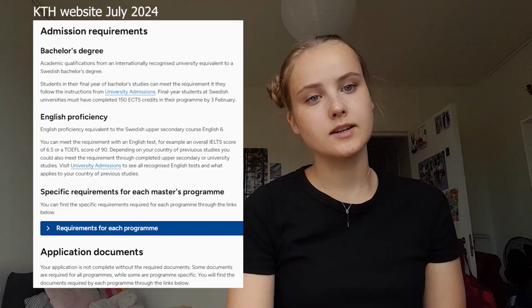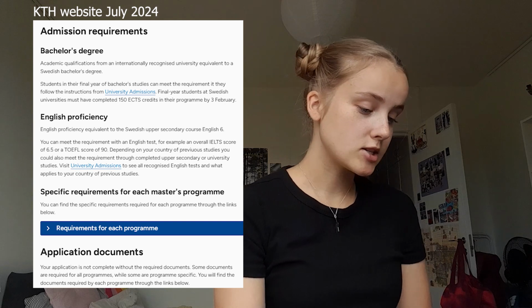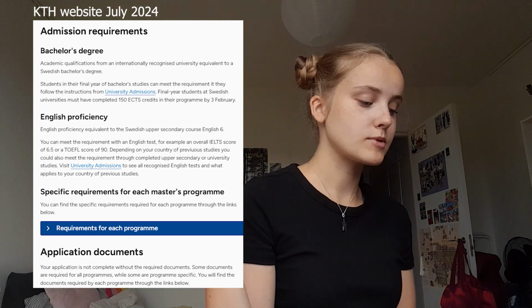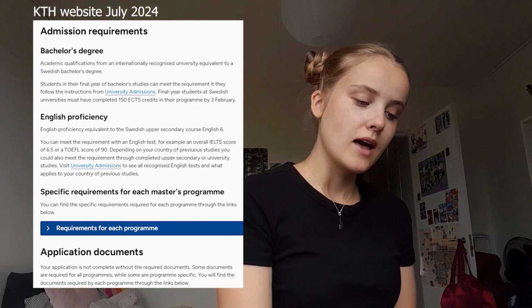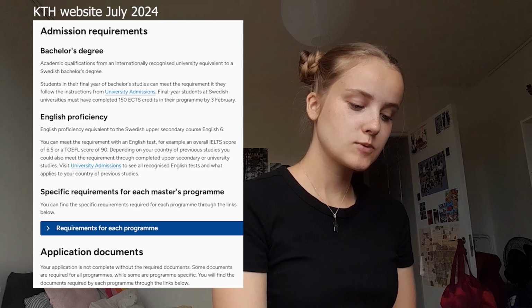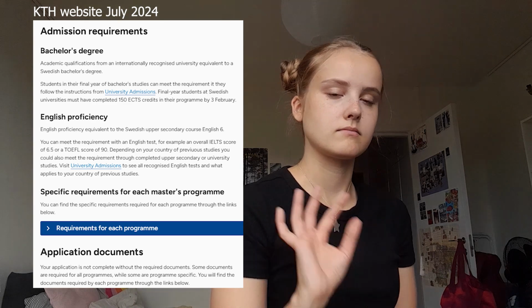What are the requirements? So there are some general requirements and then there are some course-specific requirements that you want to have a look at. And usually universities have those listed on their website, and KTH is no different. So the entry requirements for master's studies are having a bachelor's degree, English proficiency, and then specific course documents. But when it comes to program-specific documents for architecture in particular, there's obviously the portfolio.